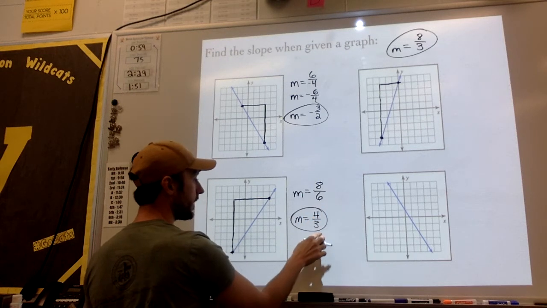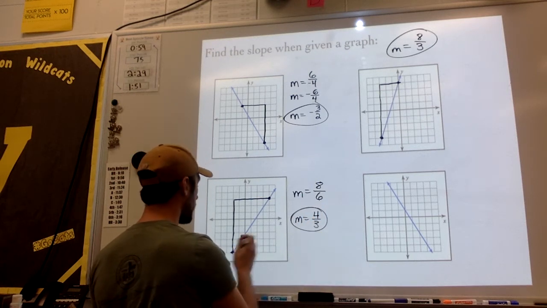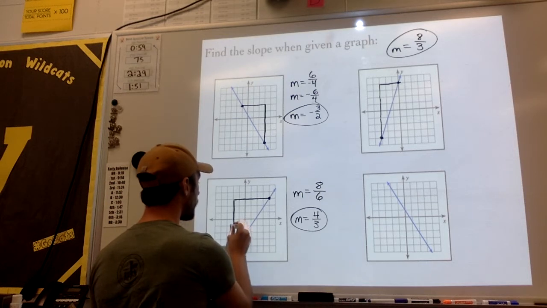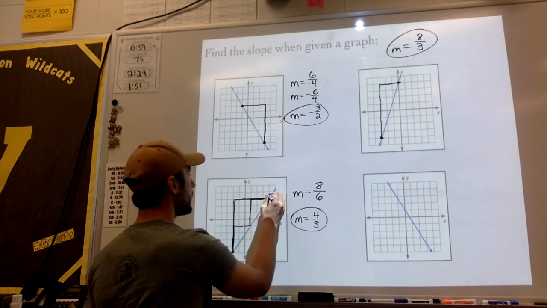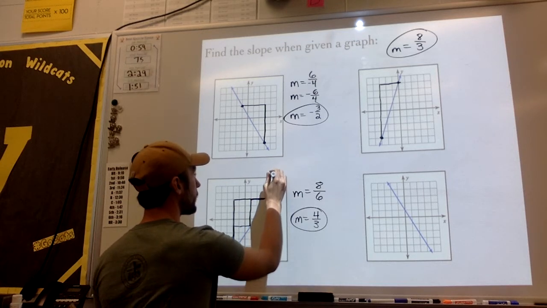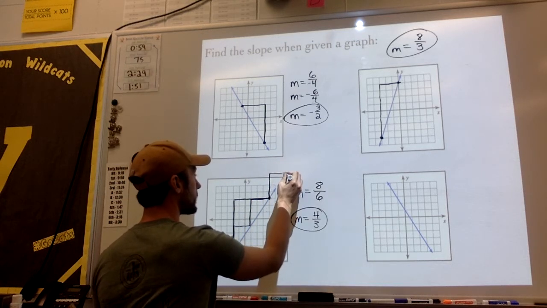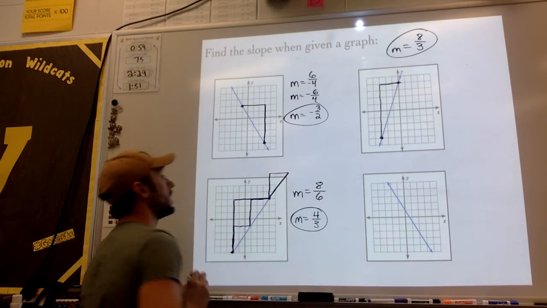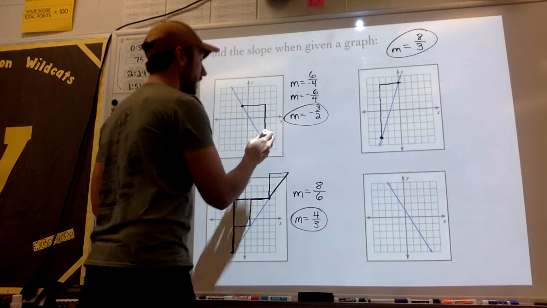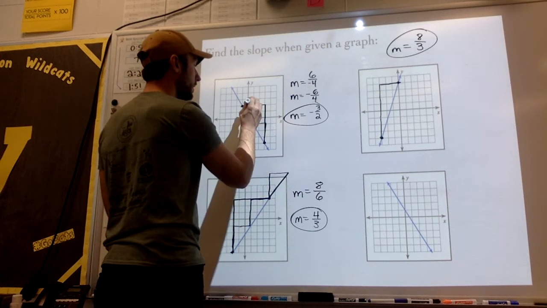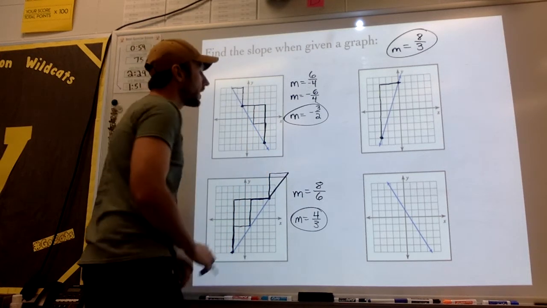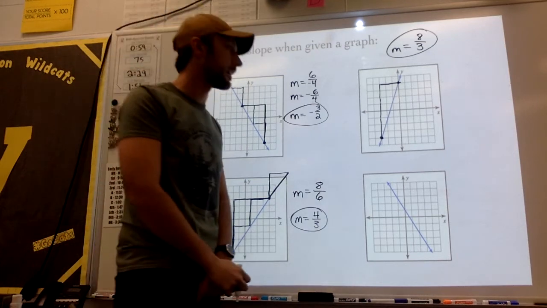And if we check that, let's see if we go up 4 and over 3 if that point's on the line. Up 1, 2, 3, 4, over 1, 2, 3. Yep. If you can kind of imagine up 4, over 3, how that would still be on that line. Same with this up here. If I go up 3 and then over 2, that slope is constant for the entire line.